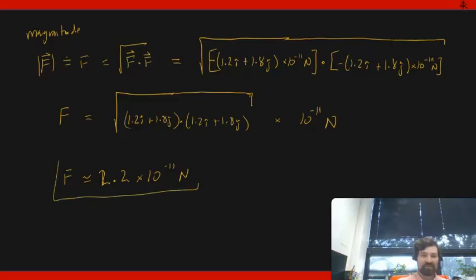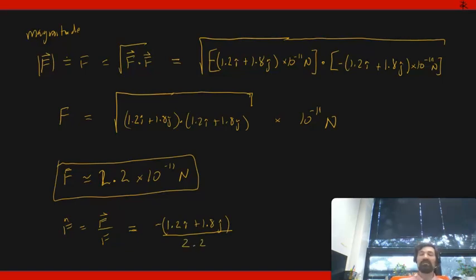And if you want the direction, then you can always just divide the force by the magnitude of the force. And so what that ends up looking like is negative 1.2 i hat plus 1.8 j hat divided by 2.2. All the times 10 to the minus 11 newtons parts will cancel. And so this is properly the direction in unit vectors.